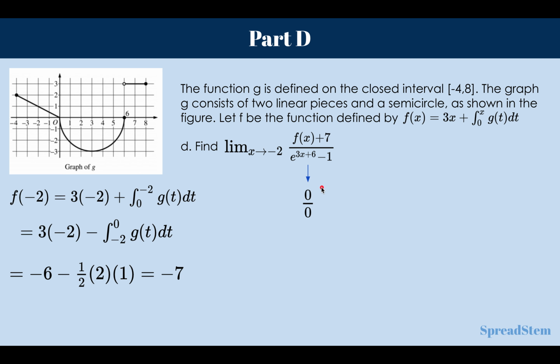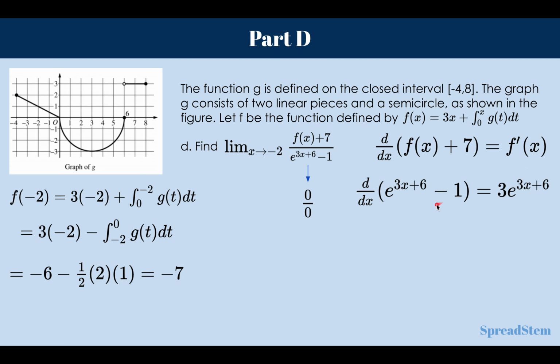So now we have to use L'Hopital's rule and differentiate the top and the bottom. By differentiating the top, we see that the derivative is simply f prime of x. And when we do the same to the bottom, we see that the derivative is 3 times e to the power of 3x plus 6. So we can plug in these values, and we can see that this limit is the same as this limit.